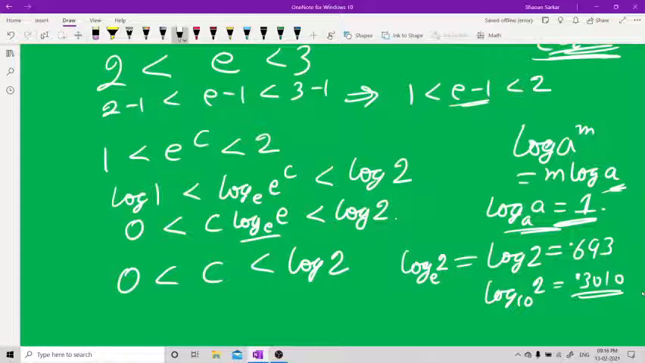Remember this. This is natural log, until and unless otherwise stated.